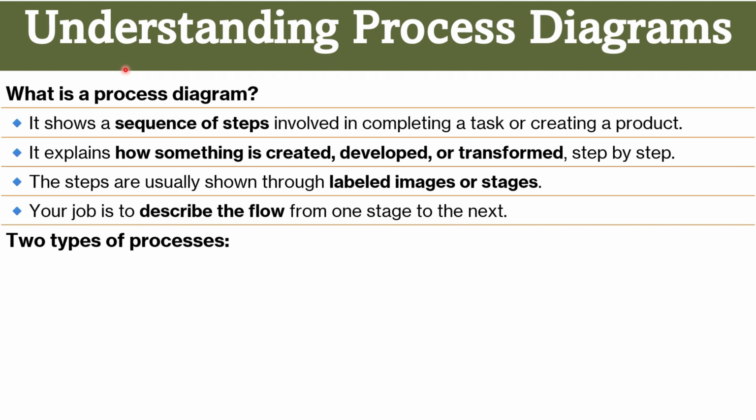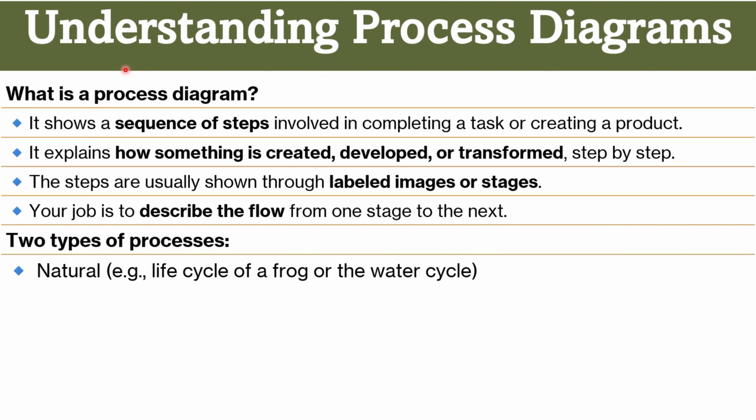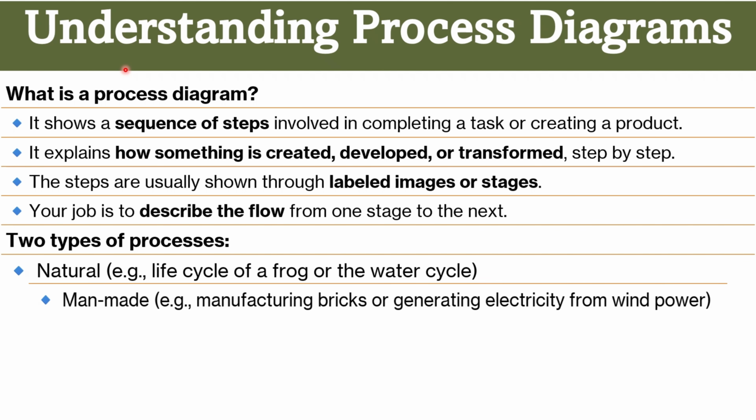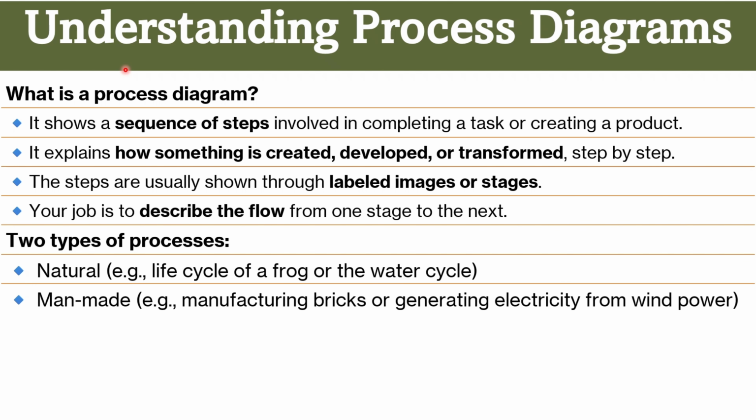There are two main types of process diagrams: natural processes, such as the life cycle of a frog or the water cycle; and man-made processes, like how bricks are manufactured or how electricity is generated from wind power. We will explore what these mean with some example images in the next slide.